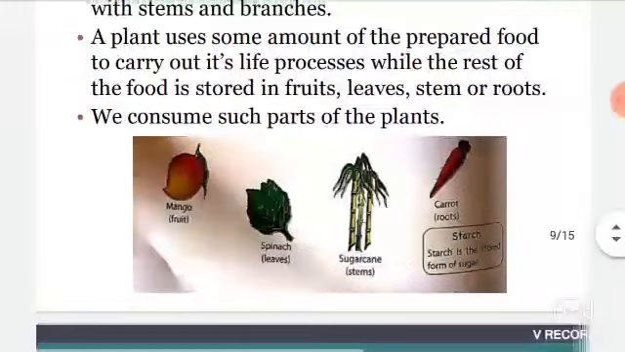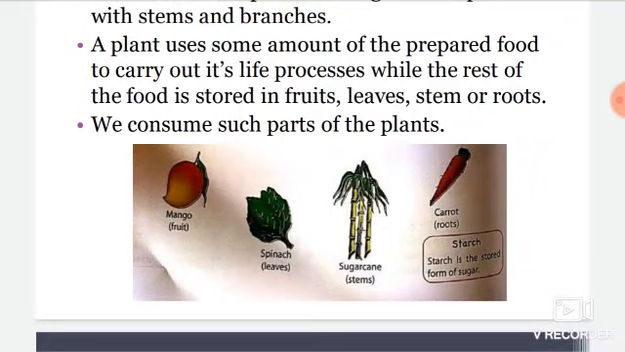which later on we consume as an edible part of the plant. For example, we consume mango, which is a fruit. We consume spinach, which are the leaves of the plant, and sugar cane, which is an example of stems, and carrot, which are the roots of the plant that store the food prepared by the green leaves. Starch is a material that is stored inside the plant, which is a type of sugar.